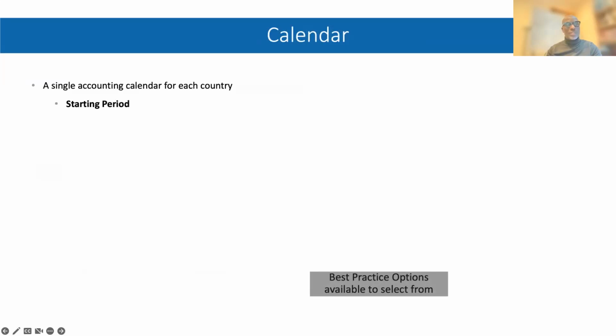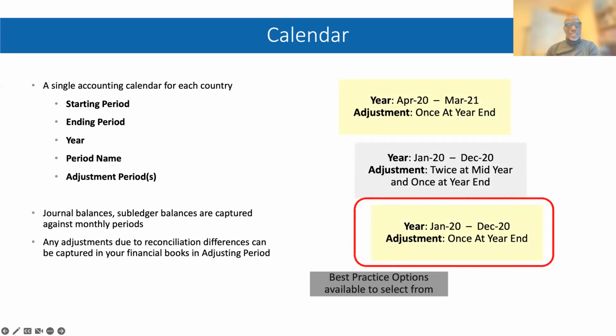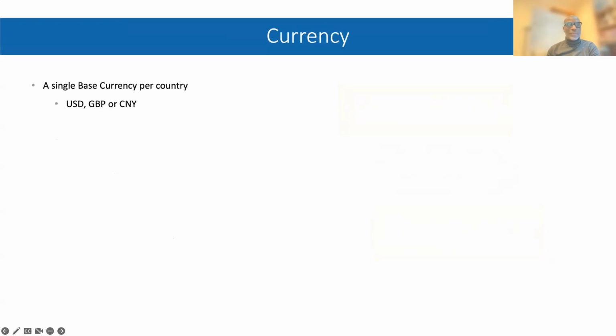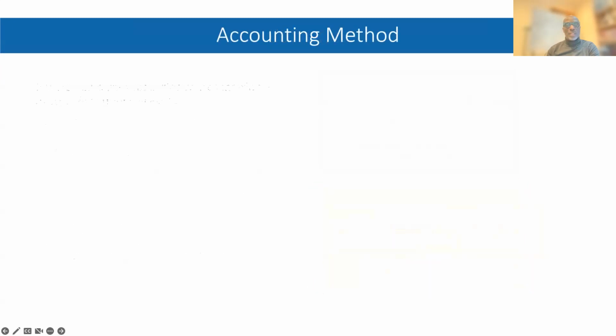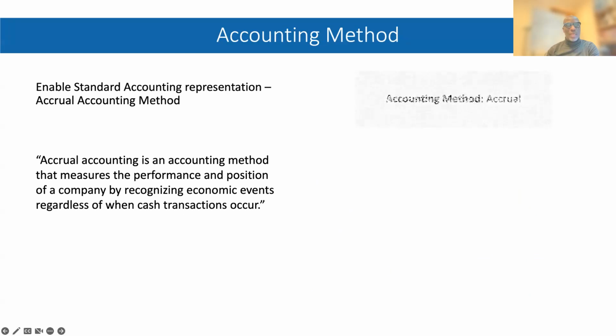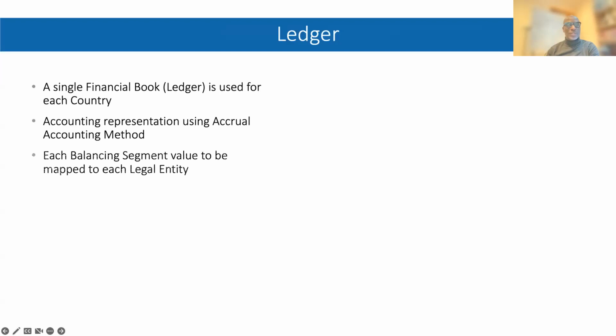Calendar, we're saying that we have one single accounting calendar for each country. So if any of the 3 C's or 4 C's, which is the chart of accounts, company, currency, accounting method, changes, then you need to have a separate ledger. That's the rule for the ledger creation. These are the examples of the current calendar. Currency, we have one base currency per ledger. And then the accounting method, we're using the accruals method. Ledger will have a single financial ledger for each country.